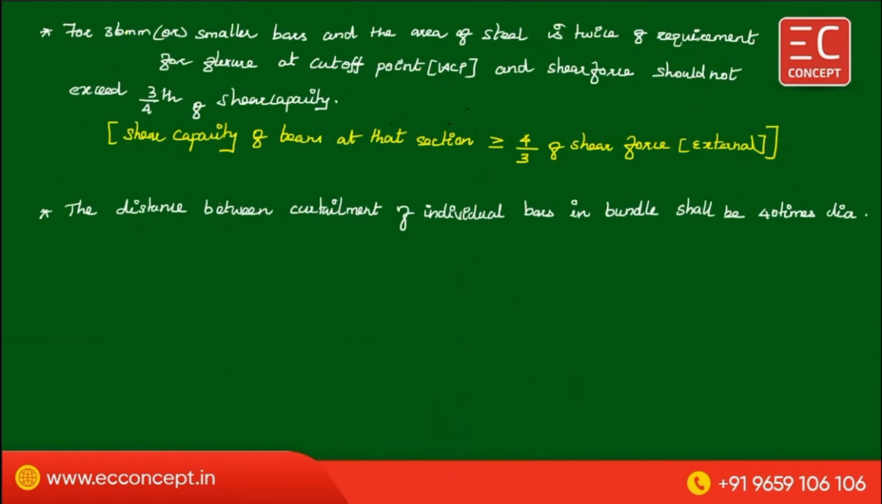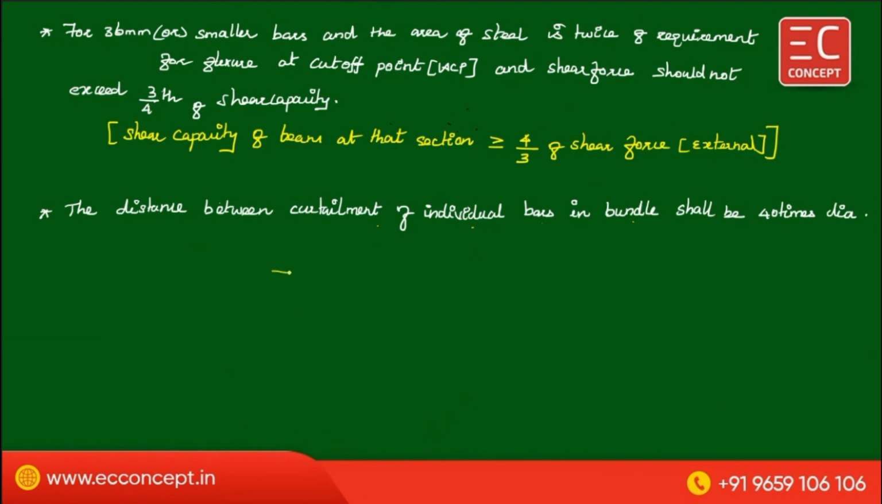Next one. For 36 millimeter or smaller bars, the area of steel is twice the requirement for flexure at the cutoff point, and the shear force shall not exceed 3/4 of the shear capacity. This is the next point. Next one, the distance between curtailment of individual bars in a bundle shall be 40 times the diameter.